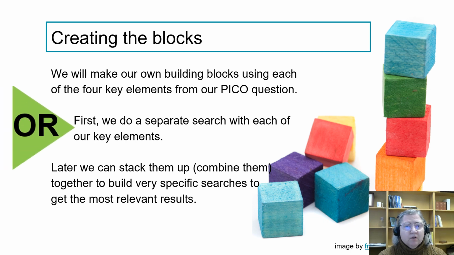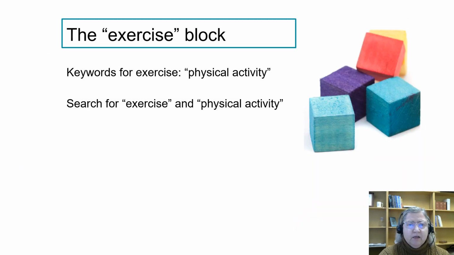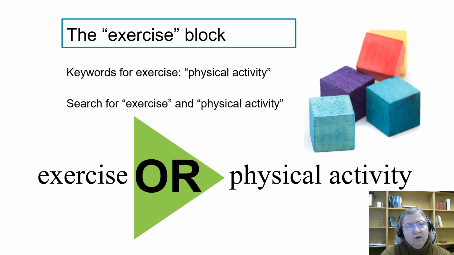Remember the Boolean OR operator from our previous tutorials? Then we will combine each of these building blocks to develop more specific searches, and then we'll be using the AND Boolean operator. In thinking about other keywords to use for the concept of exercise, I added physical activity. So I'll be searching for exercise and physical activity. Or should I say exercise or physical activity? Remember how Boolean operators work. OR produces more results.